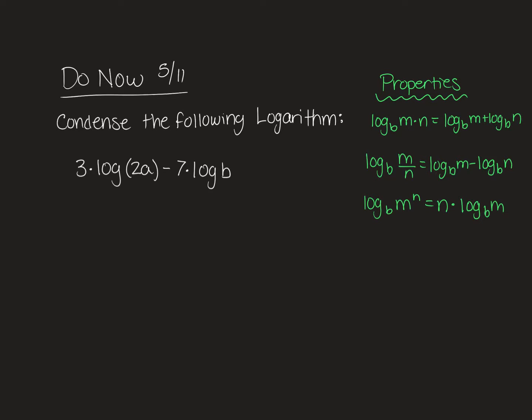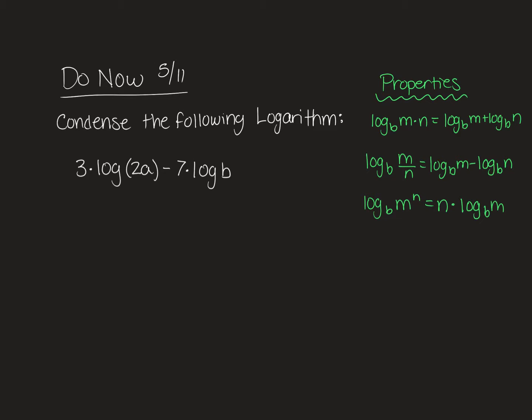So we are going to condense the following logarithm. These are your properties. So if you have a log plus another logarithm, to condense, you multiply. If you have two logarithms being subtracted, to condense, you divide. If you have a number out front being multiplied by the logarithm, you put it back in as the exponent. So, knowing that, let's look at this logarithm.